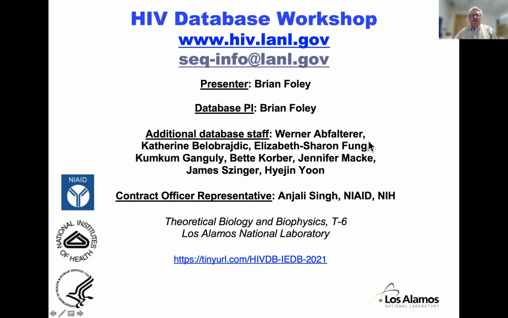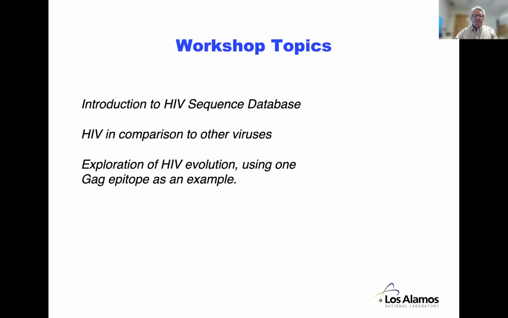We have millions of HIV sequences, actually only about 1 million sequences right now, and hundreds of epitopes, both antibody epitopes and antibodies that are known to bind to HIV, and also CTL and helper T cell epitopes. Today, I'll be giving you an introduction to the HIV sequence database and a little bit of introduction about HIV in comparison to other viruses. And then I'll explore HIV evolution, sharing one Gag epitope as an example.